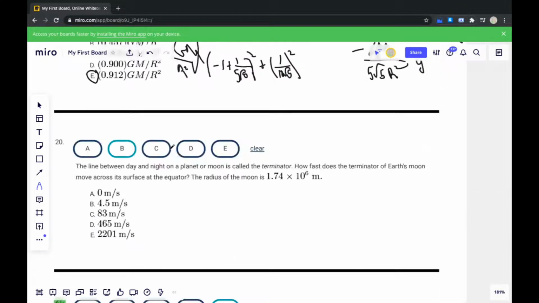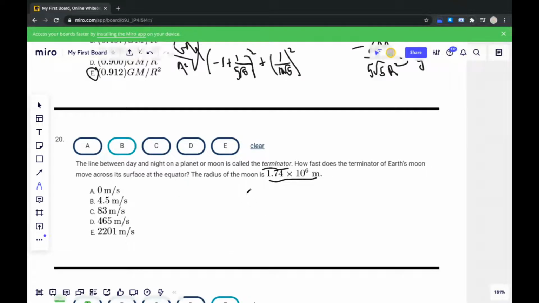For problem 20, we have something called the terminator, which is the line between day and night on a planet or moon. And we want to find how fast it moves across the surface of the equator on Earth's moon. We're also given the radius of the moon. We know that for one whole rotation about the x-axis of the planet, the terminator will travel 2 pi r in a time of one rotation. And this one rotation is basically just 1 day.